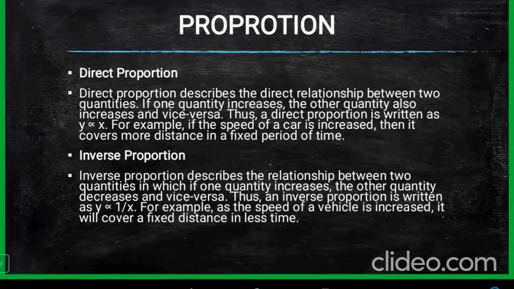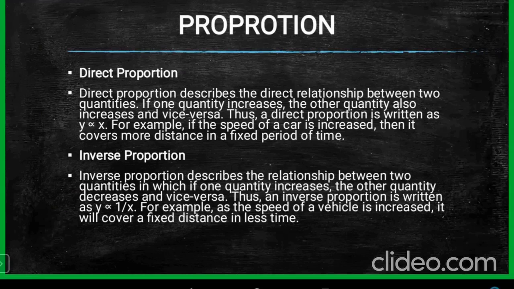The first part is direct proportion. So what is direct proportion? A direct proportion describes the direct relation between two quantities. If one quantity increases, the other quantity also increases, or vice versa. Thus, a direct proportion is written like this. For example, if the speed of a car is increased, then it covers more distance in a fixed period of time.